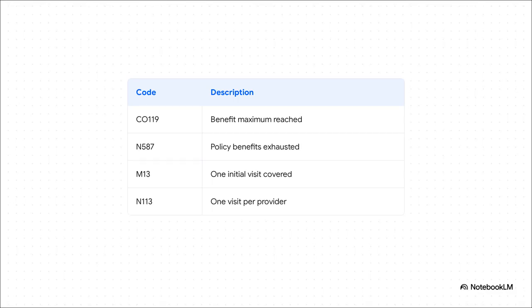Now, unfortunately for us, payers aren't just going to send over a polite letter in plain English saying they won't pay. No way. Instead, you're going to see specific claim adjustment and remark codes, and it is absolutely vital that you memorize these. You'll frequently run into CO119, which means the benefit maximum for this time period or occurrence has been reached. You're also going to see N587, which is a blunt policy benefits have been exhausted. Plus, for certain visit types, keep an eye out for M13, meaning only one initial visit is covered per specialty, per medical group, and N113, which restricts coverage to just one initial visit per physician, group practice, or provider. Recognizing these codes instantly tells you exactly what kind of roadblock you're dealing with.